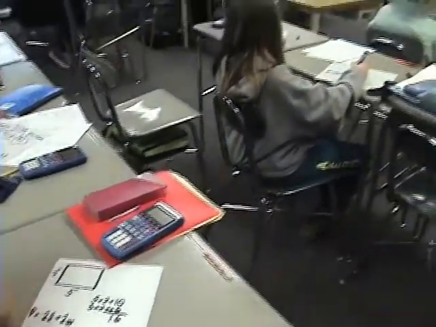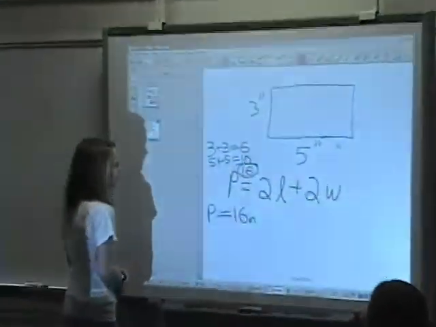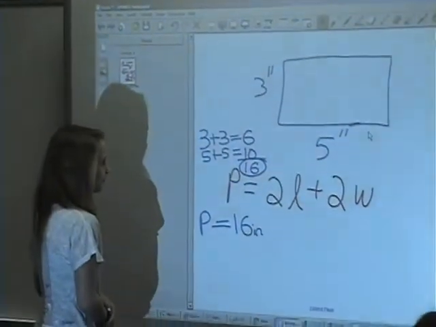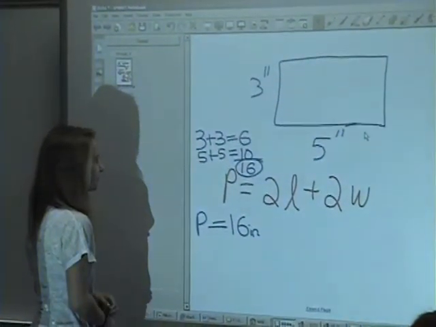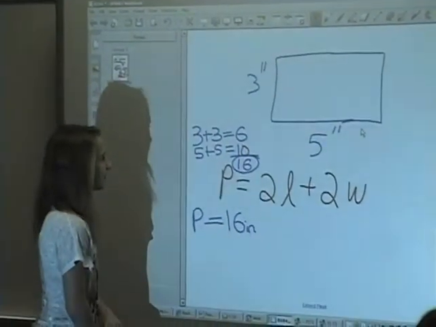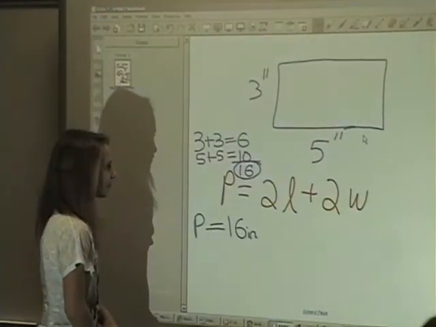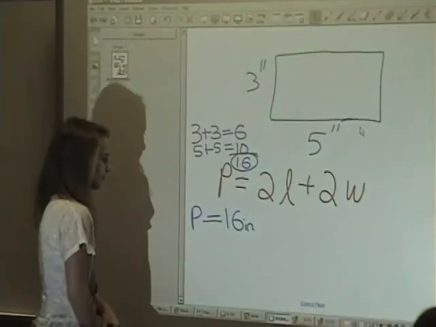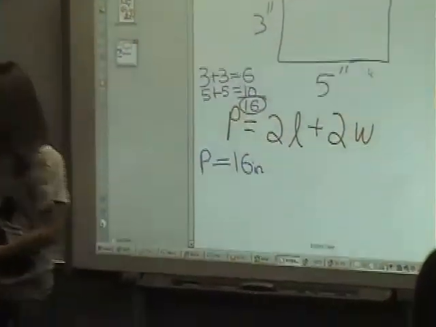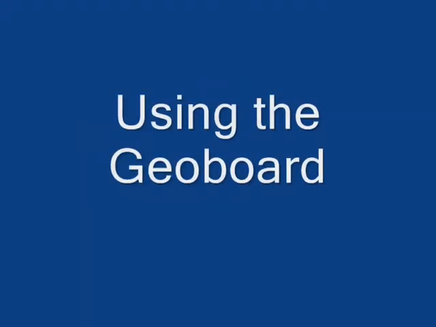Instead of multiplying, I added 3 plus 3. I think it's the same thing, it doesn't really matter. I did the same thing with 5. I just added the number. And after I got the answer to both problems, I added the answers. I got 16, so the perimeter is 16 inches. Good job, Claire. Excellent. How many of you have ever used a geo board before?